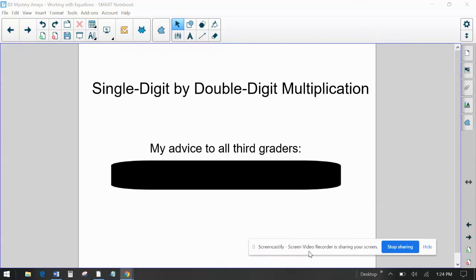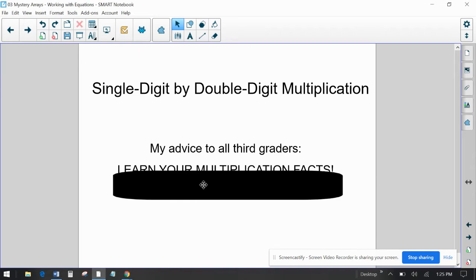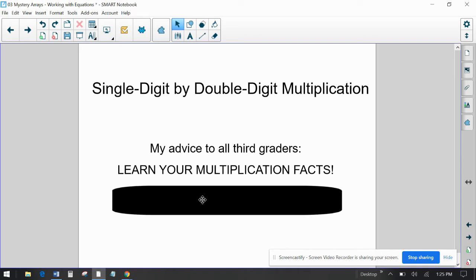All right, boys and girls, so today we're going to continue our unit on multiplication. We're going to be focusing on single digit by double digit multiplication. One thing that will change your life is if everybody learns their multiplication facts. It will make things so much easier. There's no shortcut. There's no way around it.